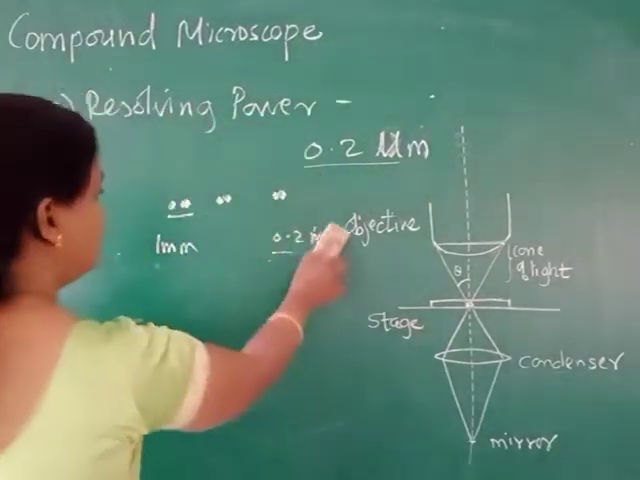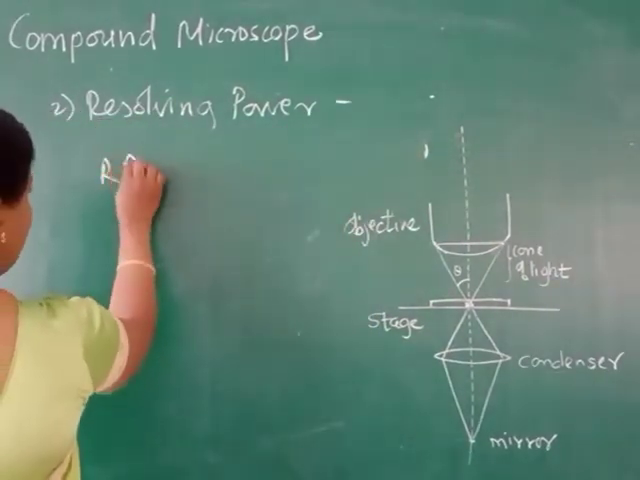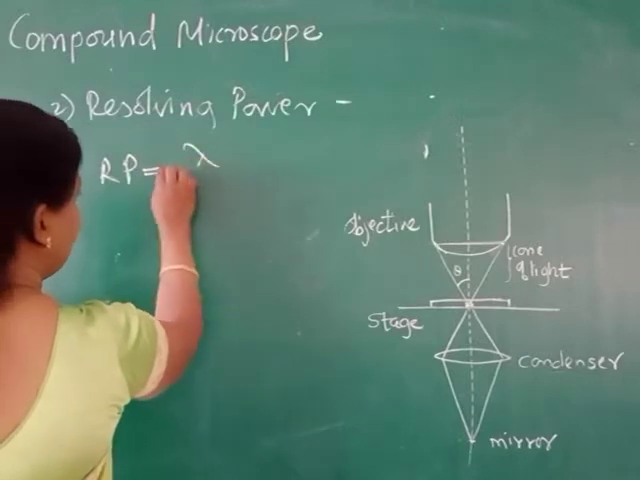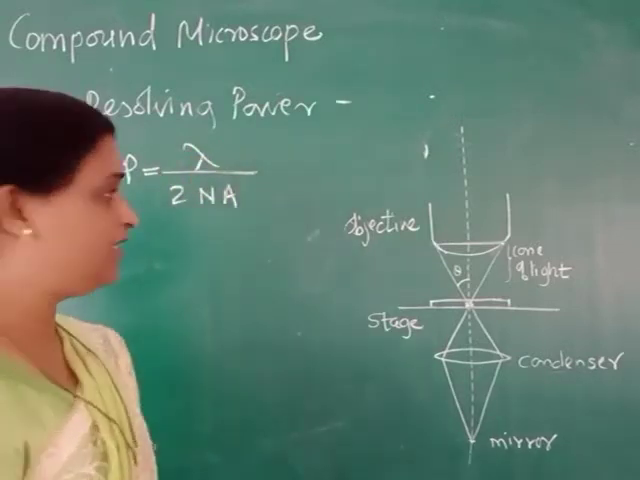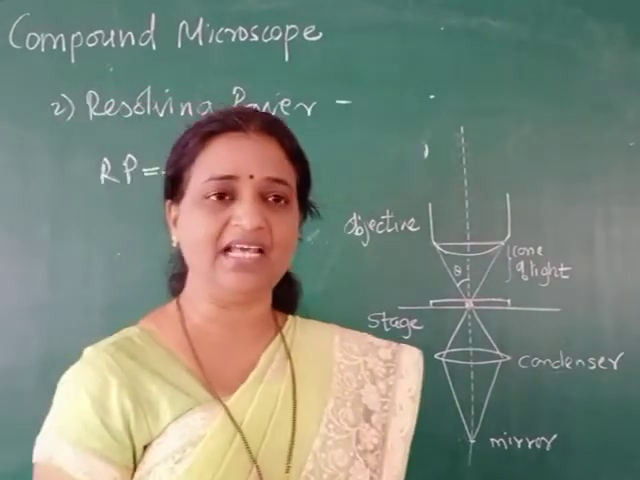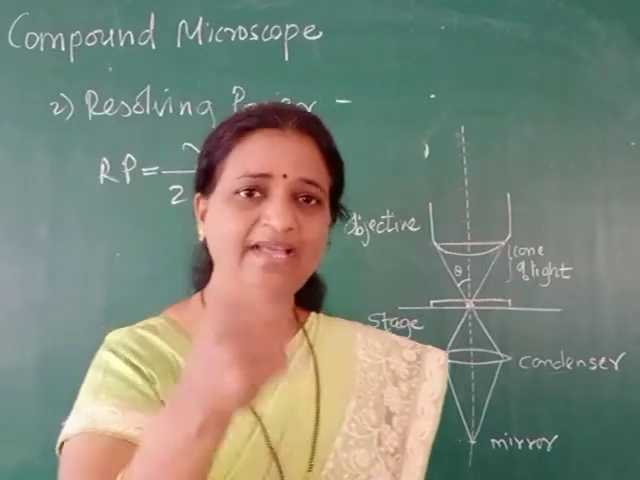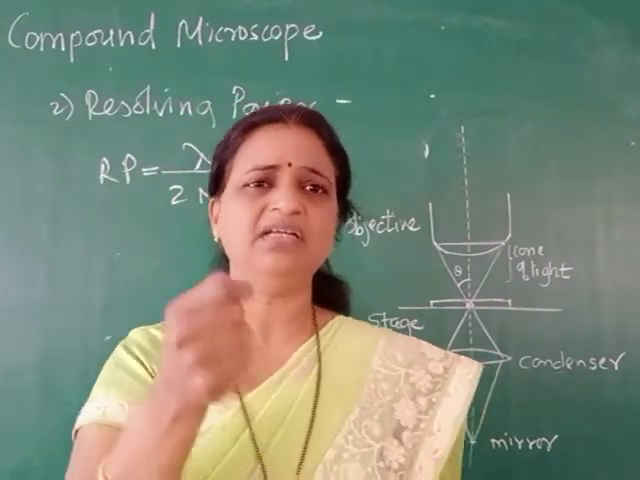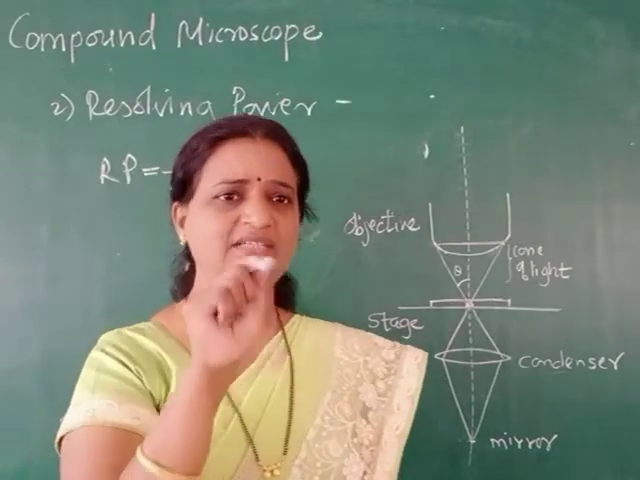So how to calculate this resolving power? Resolving power can be calculated by one formula: resolving power is lambda divided by 2 NA. Now what are lambda and NA, and how do we increase the resolving power? How do we decrease the value of resolving power, to make it smaller and smaller to get high resolution?